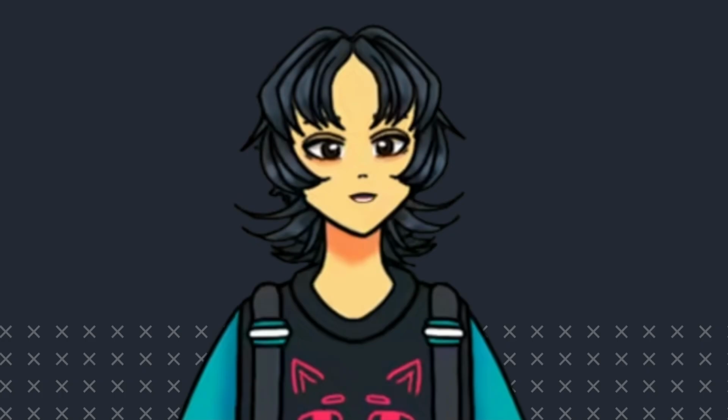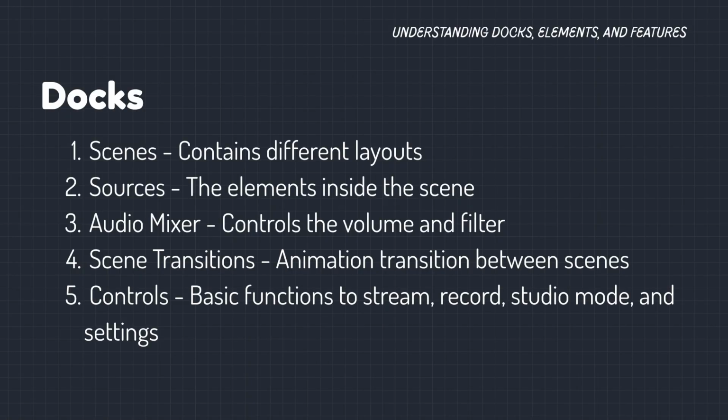I just fed you a lot of information, but let me break down to you the purpose of each dock. So, in short, to briefly explain, scenes contains different layouts, sources is the elements within the scene, audio mixer controls the volume and the filter, scene transitions is the animation transition between scenes, and controls is the basic functions to stream, record, studio mode, and settings.